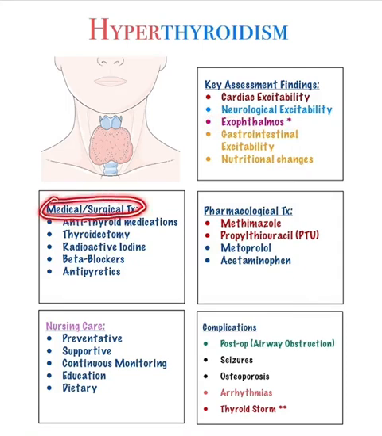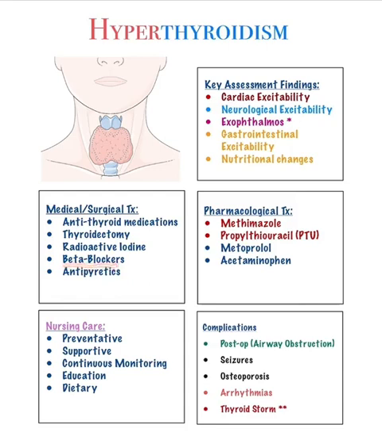And so the treatment for hyperthyroidism includes anti-thyroid medications such as methimazole and propylthiouracil, or PTU, which essentially decrease T3, T4. And then we have a thyroidectomy, which is the removal of the thyroid gland to help with those symptoms. Then we have radioactive iodine, which also decreases T3, T4 synthesis.